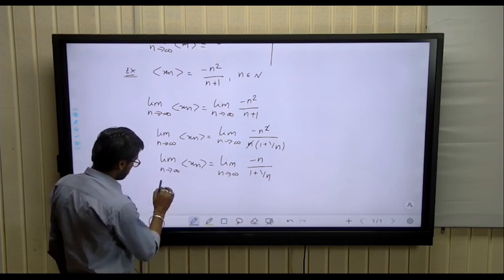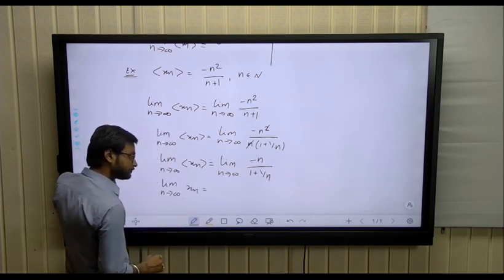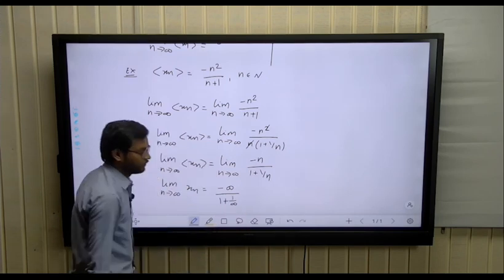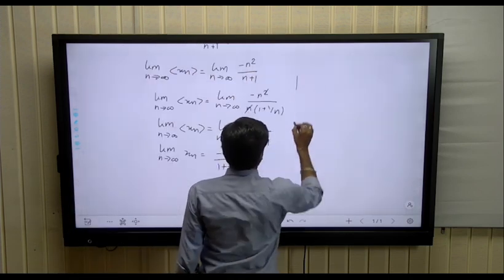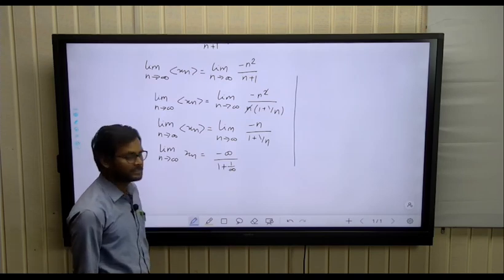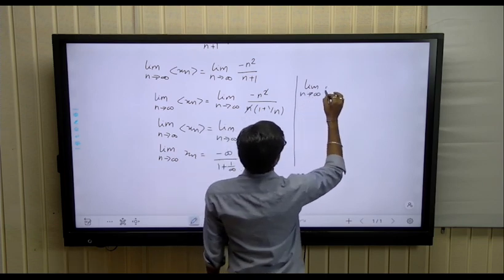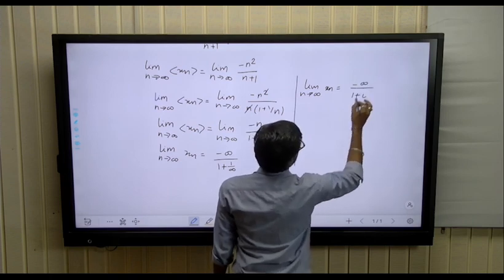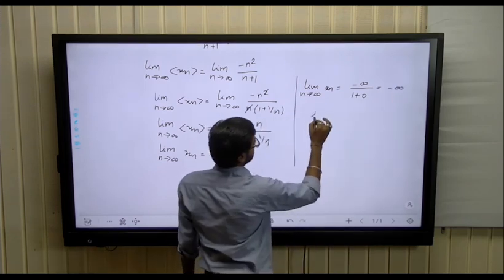Then what we have is xn equal to minus infinity in the numerator and 1 upon infinity in the denominator. We all know the value of 1 upon infinity is 0. So we write minus infinity upon 1 plus 1 upon infinity. The value of 1 upon infinity is 0. So the limit as n tends to infinity of xn is equal to minus infinity upon 1 plus 0. So the value of the limit is minus infinity. So L is equal to minus infinity.